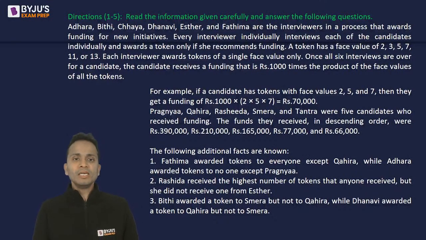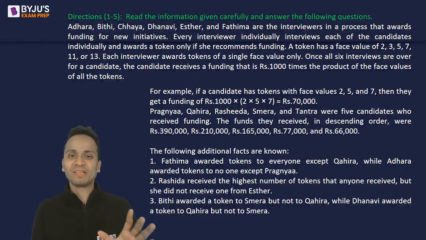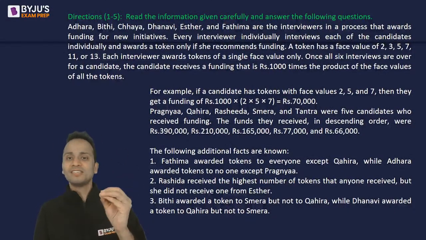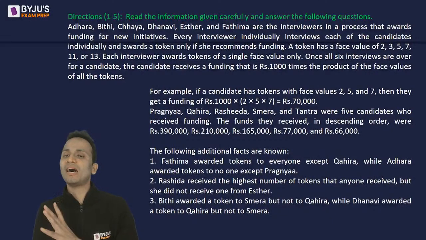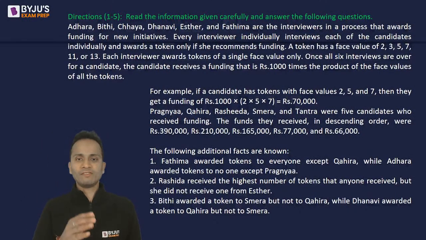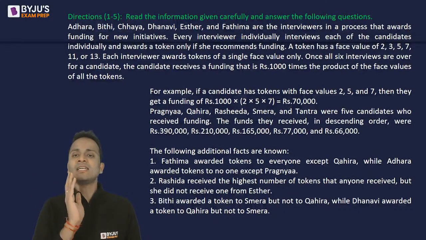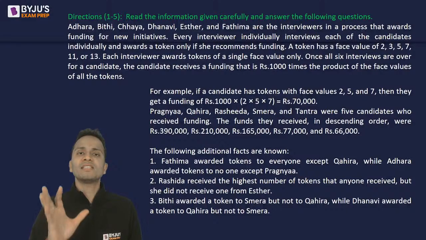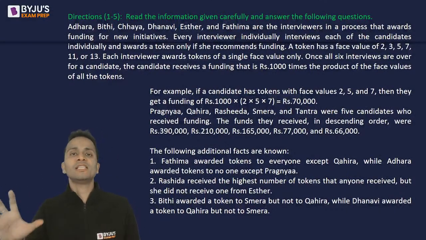Now, interviewers A, B, C, D, E, F, and the candidates P, Q, R, S, T. These five candidates received funding. The funds they received in descending order were 390,000, 210,000, 165,000, 77,000, and 66,000. These are not respectively. They have just mentioned the five names of the candidates and the five amounts of funding that they have received, not necessarily in the same order.